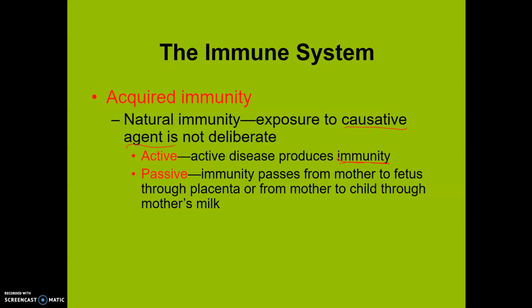Now, a cold is actually a bad example because the rhinovirus mutates so quickly that you can become immune to one type of cold virus, but it mutates and then you get exposed again and you catch another cold. Passive immunity is immunity that passes. So active is where you get immunity when you're exposed to something, all right? Passive immunity, we've talked about this briefly, is immunity that usually passes from a mother to a fetus through the placenta or through a mother's milk.